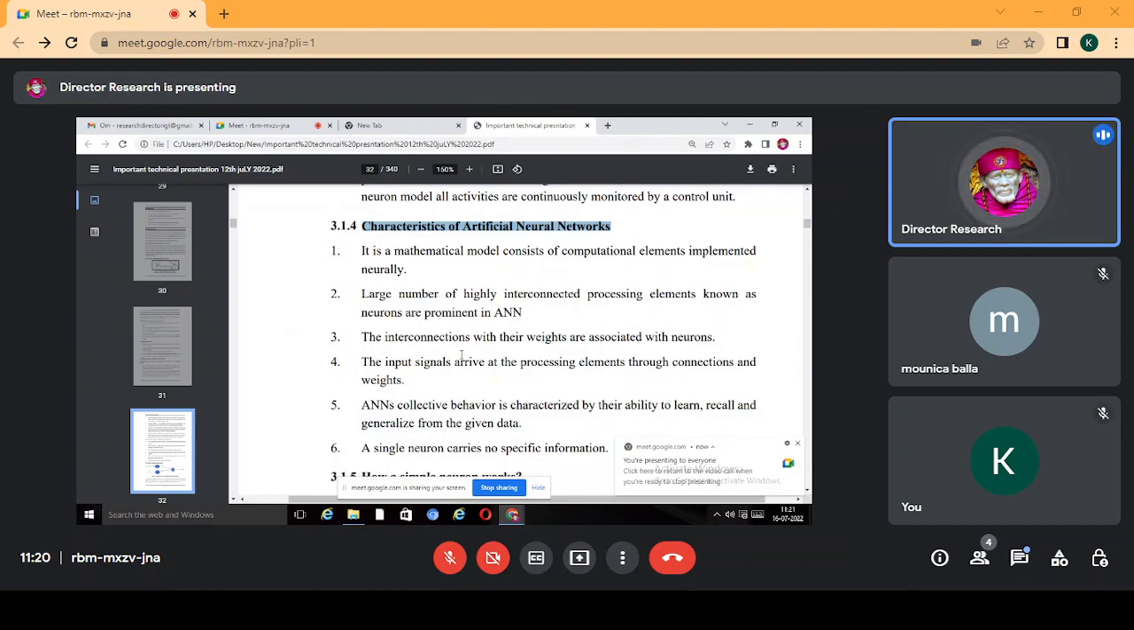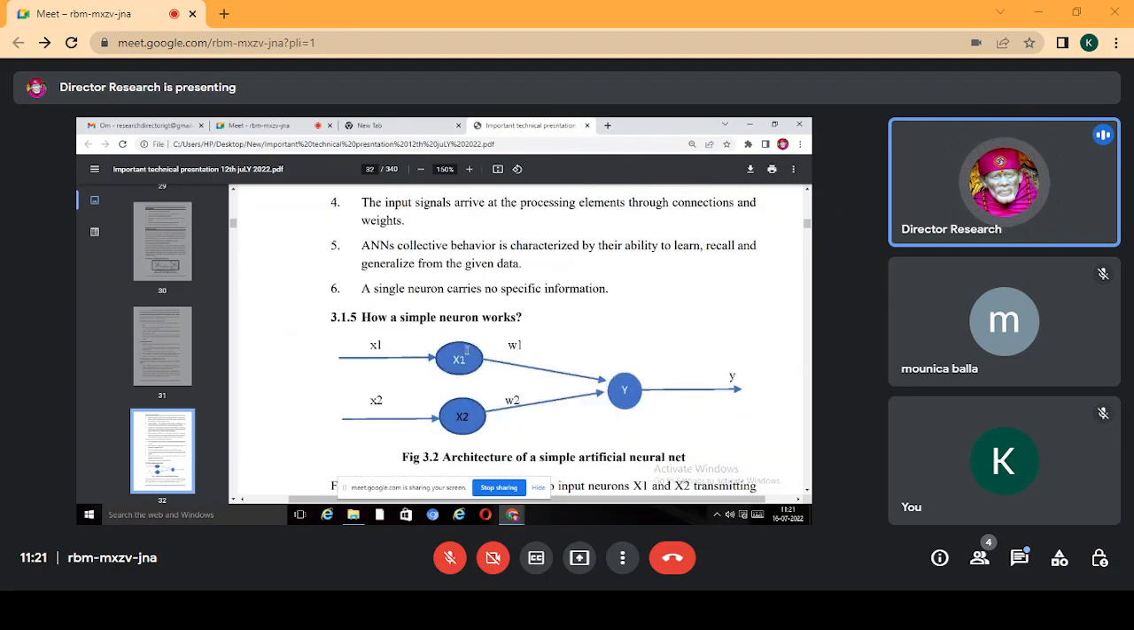The third point: interconnections with their weights are associated with neurons. Fourth, the input signals arrive at processing elements through connections and weights. Fifth point: the artificial neural network's collective behavior is characterized by its ability to learn, recall, and generalize from the given data. A single neuron carries no specific information.